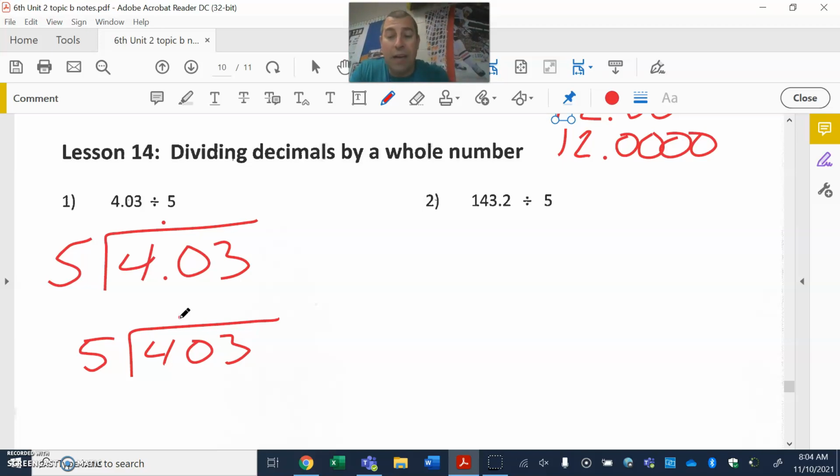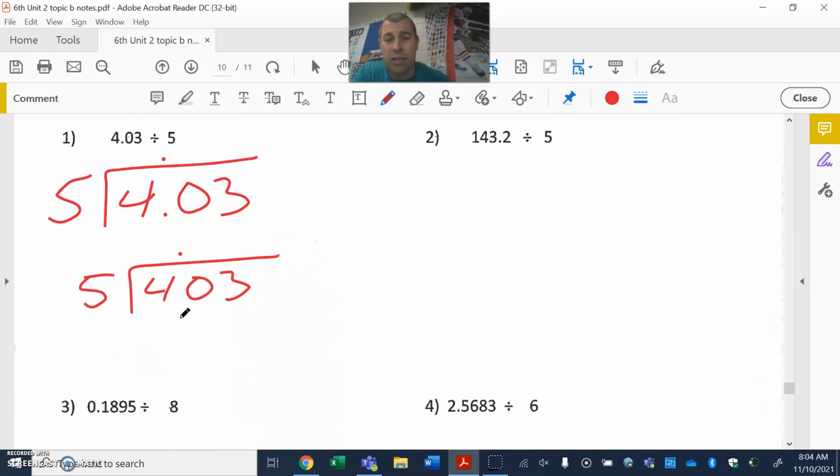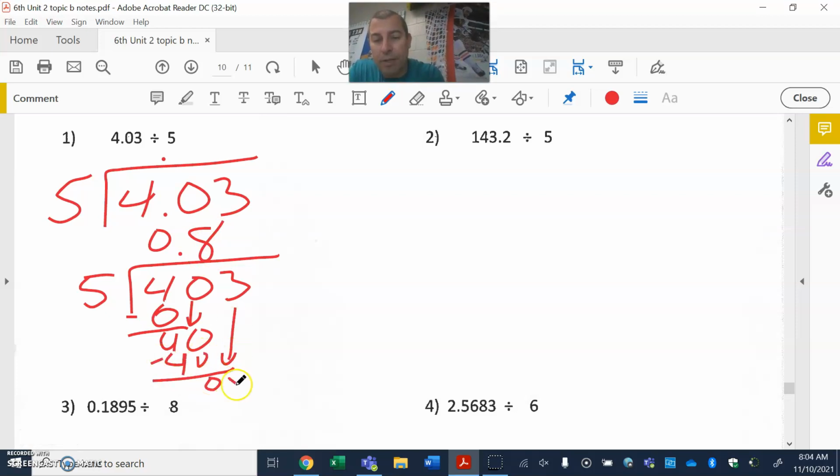So how many groups of 5 can I take out of 4? Well, none. So we've got the 0 that's up there. We multiply. 0 times 5 is 0. We subtract. We bring down the next number. How many groups of 5 can we pull out of 40? Well, that's 8. 8 times 5 is 40. We subtract. We bring down the next number. How many groups of 5 can we take out of 3? Well, none. Now, here's the thing, people. We have a remainder. 0 times 5 is 0. We're going to subtract, and we bring down the next number.